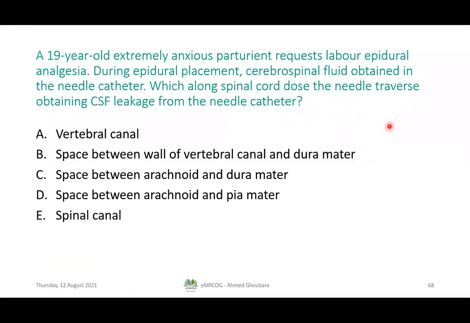A 19-year-old extremely anxious lady requests labor epidural analgesia. During epidural placement, cerebrospinal fluid leaks from the needle catheter. Basically this question is asking about the space through which we inject the dose for spinal anesthesia or epidural anesthesia. So this is the anatomy of epidural anesthesia, the space where we inject the epidural catheter, which is space.